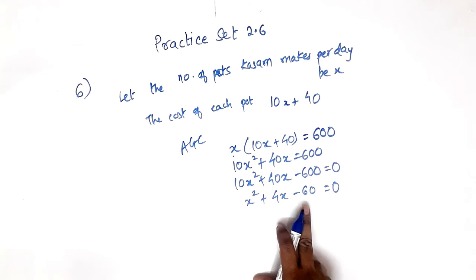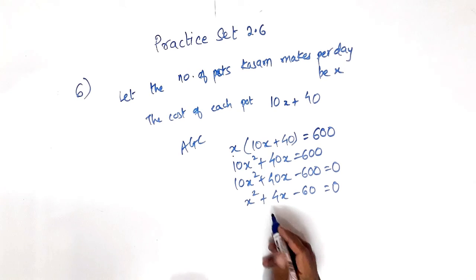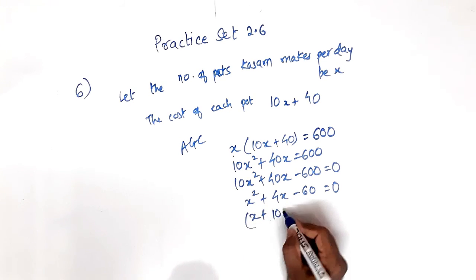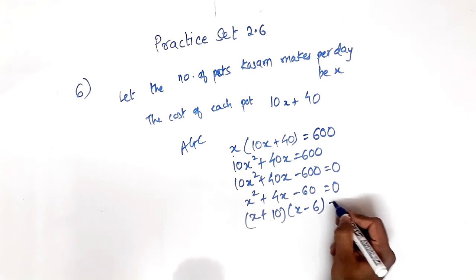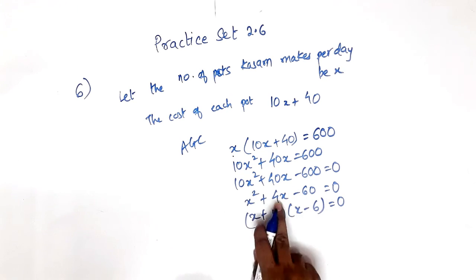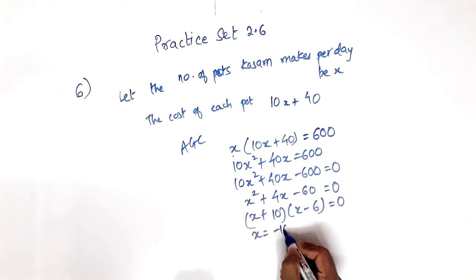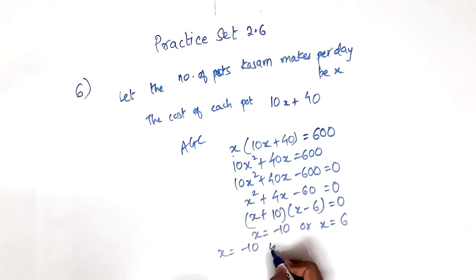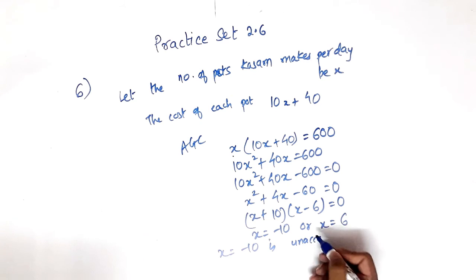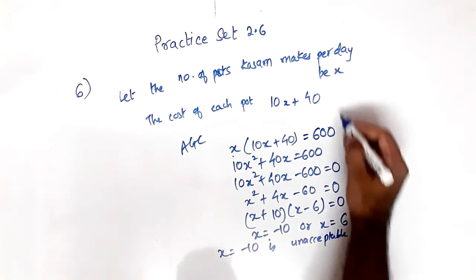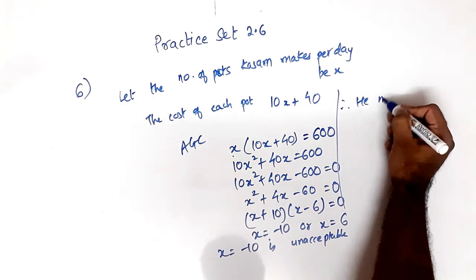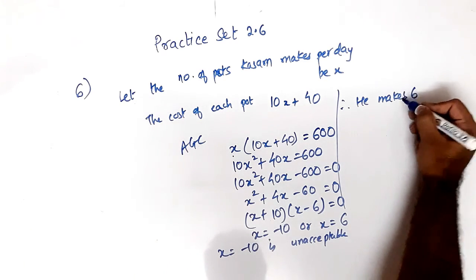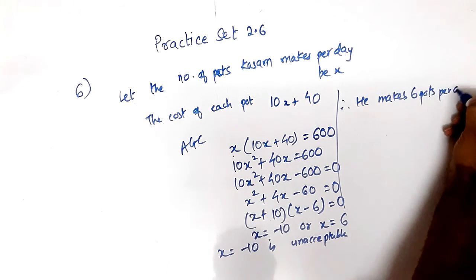Correct? So what are the factors of 60 that will give me 4? Oh yes, 10 and 6, so x plus 10, x minus 6 will give me 60 as product and the sum will give me 4. So x is equal to minus 10 or x is equal to 6. x is equal to minus 10 is unacceptable. Therefore he makes 6 pots per day.